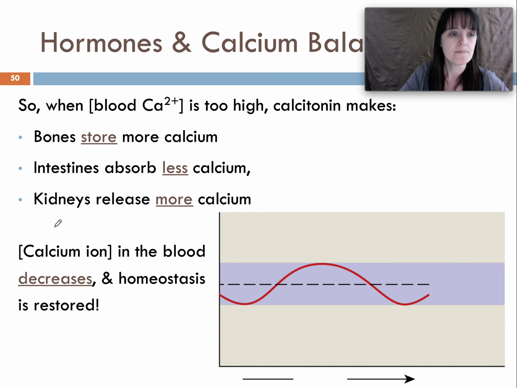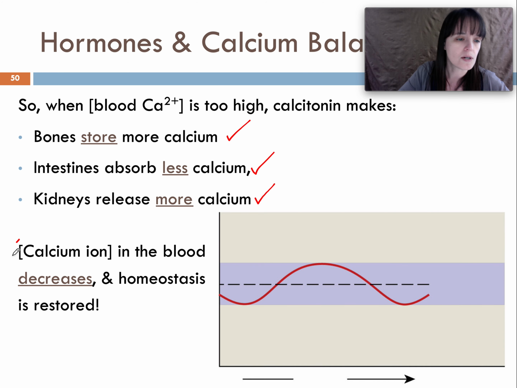Okay. Meaning that when the blood calcium is too high, calcitonin makes the bones store more calcium. The intestines stop absorbing more calcium, which makes them absorb less calcium. And the kidneys make you pee out more calcium. So they release more calcium into the urine.